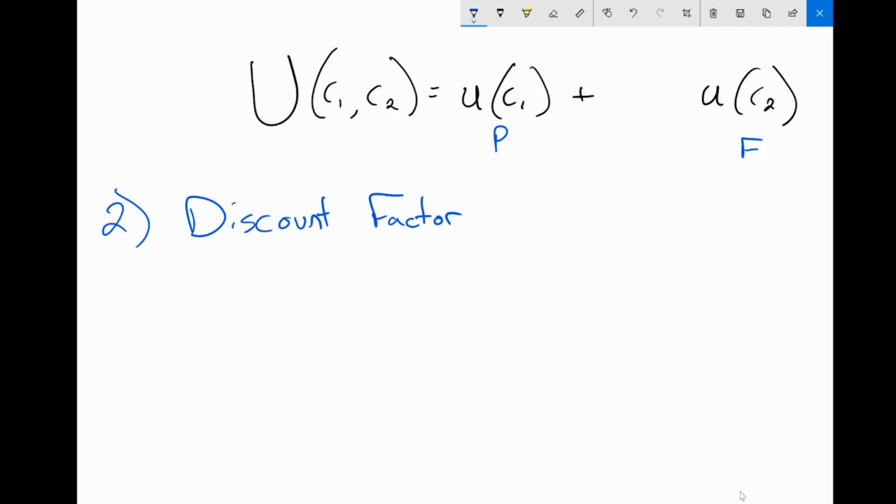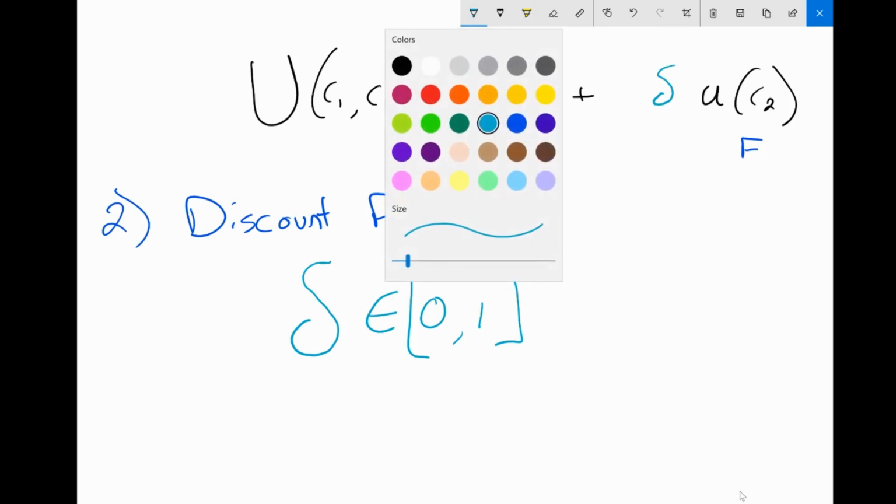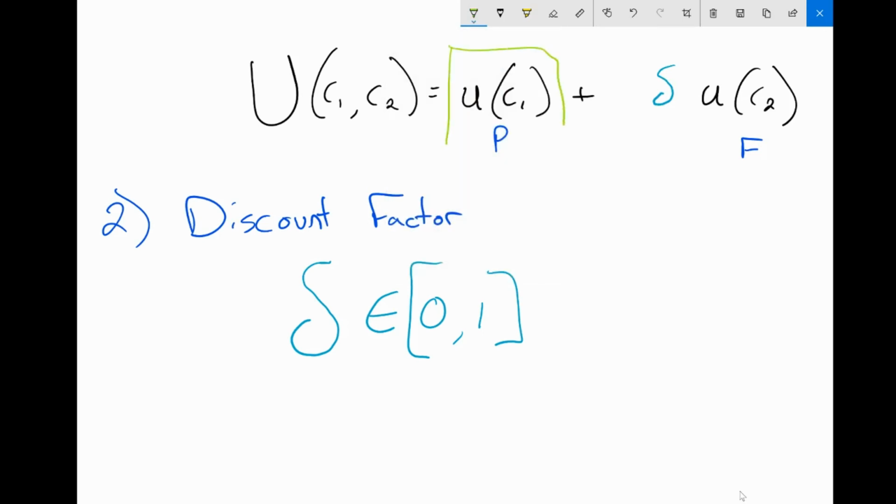Okay, well, how do we account for that? We account for that by using something that's called a discount factor, which we represent typically with the lowercase Greek letter delta. The discount factor, delta, is a number that is bounded between 0 and 1, and we multiply future utility by delta. And so the idea here is that, again, this term captures the present, this term captures the future.